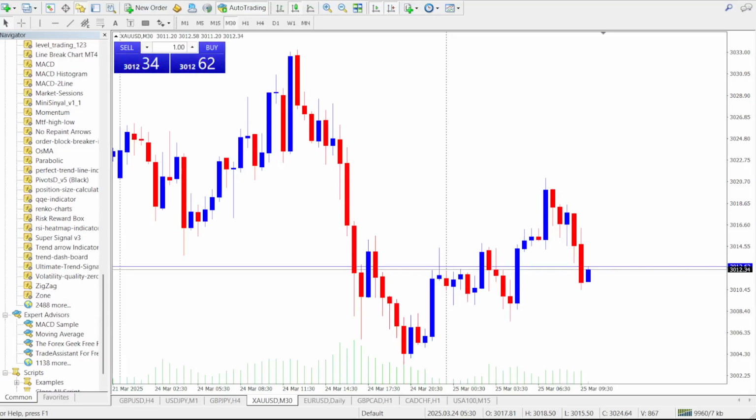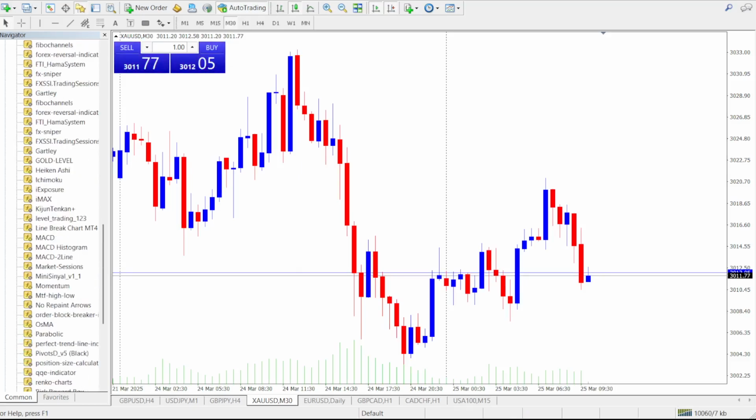Hey traders, in this video we are breaking down the ADR order block finder indicator for MT4. It's quite an effective tool that helps you identify bullish and bearish trends like a pro. So stick around to learn how to use this indicator effectively in your trading strategy.